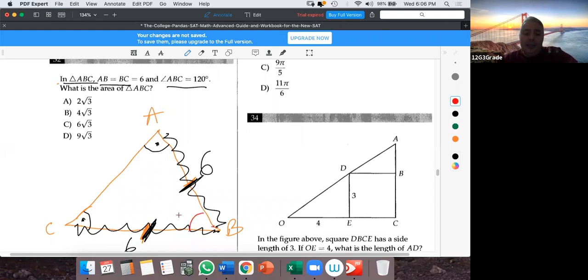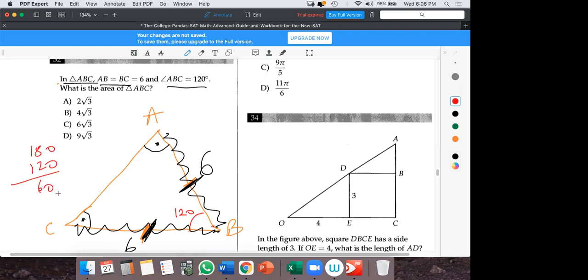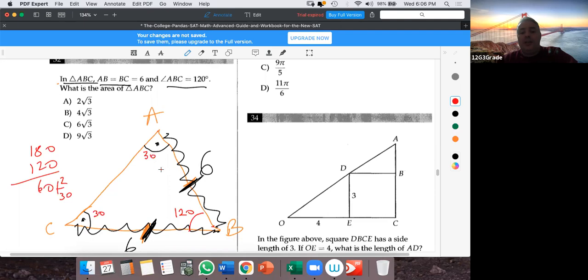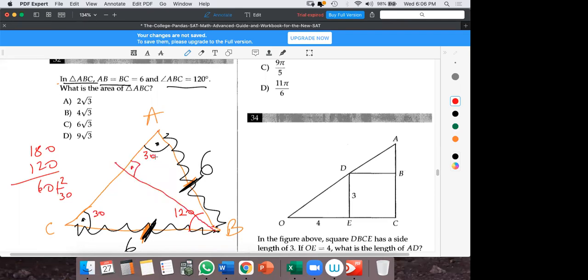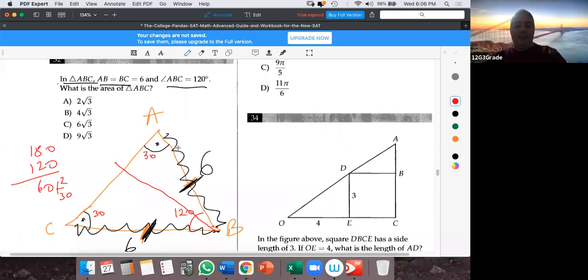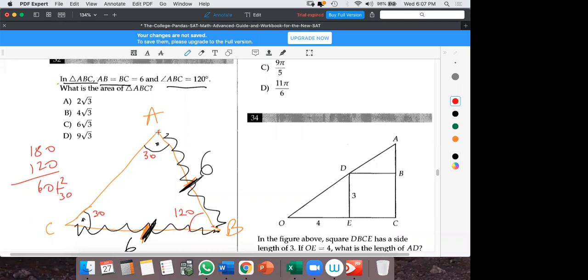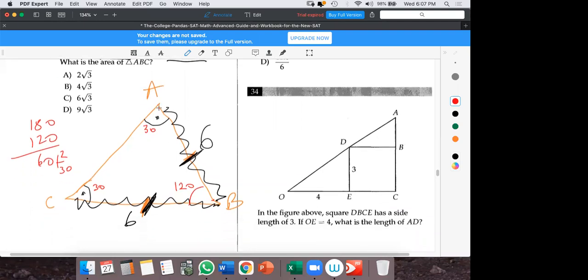ABC. If this is 120, 180 divided by 120, 60. Since two sides are equal, divide by 30, 30. Whenever you see 30, try to get 90 degrees, even like this. But how? It depends on you.